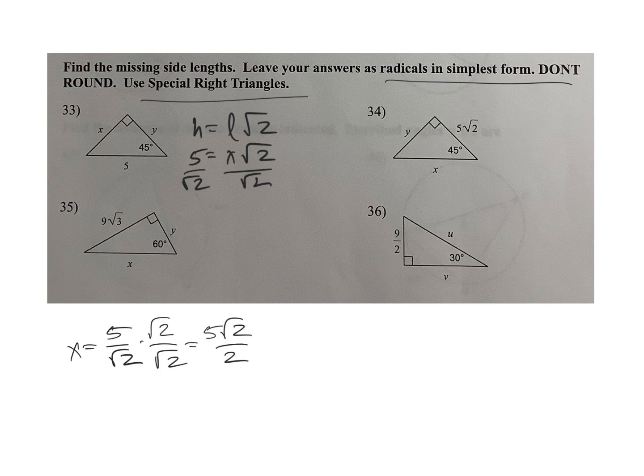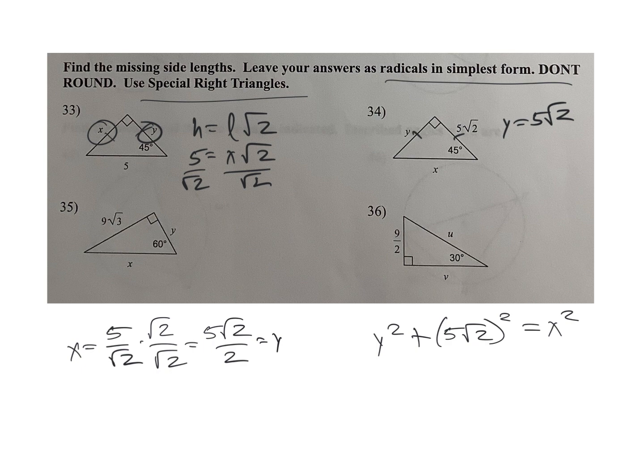And in a 45-45 degree triangle, the legs are the same. So this also equals y. x and y are the same. So y on number 34 is 5 square root of 2. What's your hypotenuse? Again, you could use the Pythagorean theorem. I'll do it on this one. So your legs squared, y squared plus 5 square root of 2 squared equals x squared.